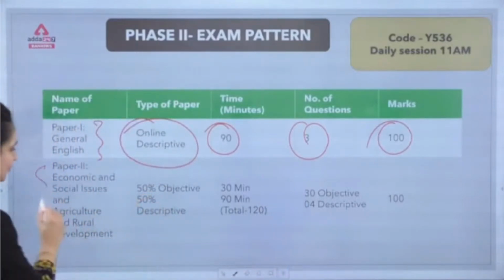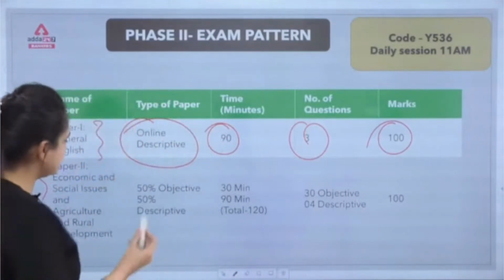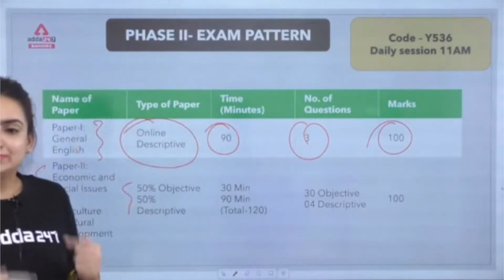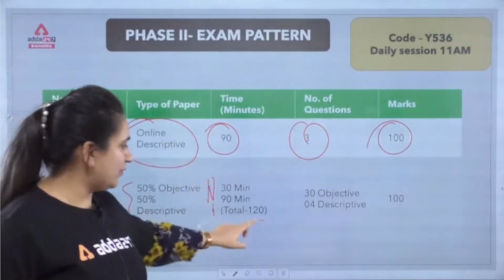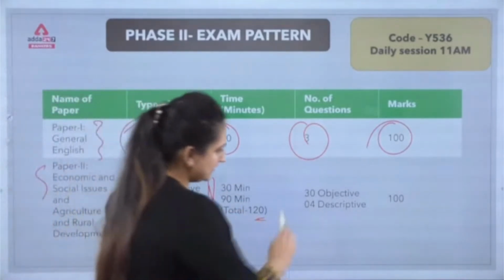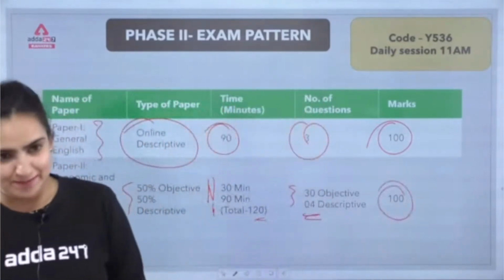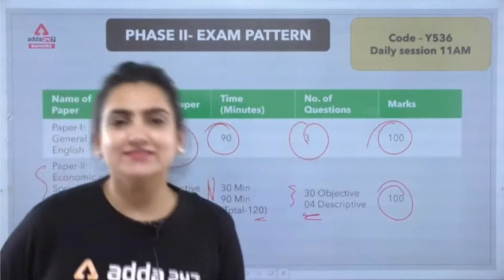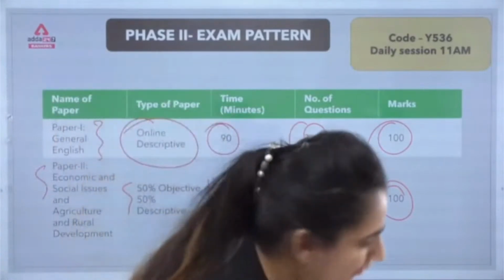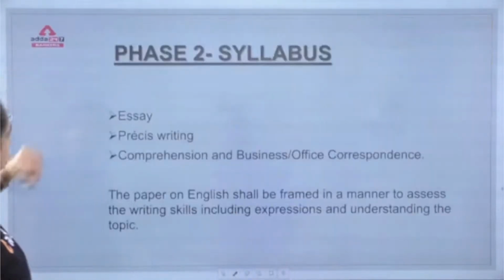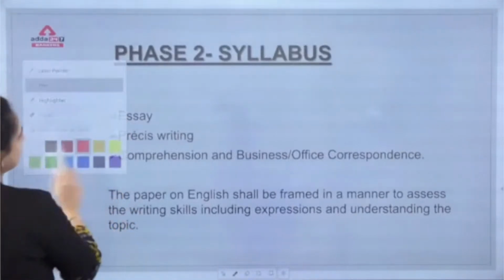Moving forward, this is paper 2 of economic and social issues. And herein, my dear, it's 50% objective and 50% descriptive. So again, 30 minutes and 90 minutes, and the total would be 120 minutes. 30 objective and 4 descriptive questions, again taking up 100 marks here. I'm sure this is quite understandable till here. The slide itself is very explanatory. And moving forward, the other thing is paper 2. Herein phase 2 discusses the syllabus.